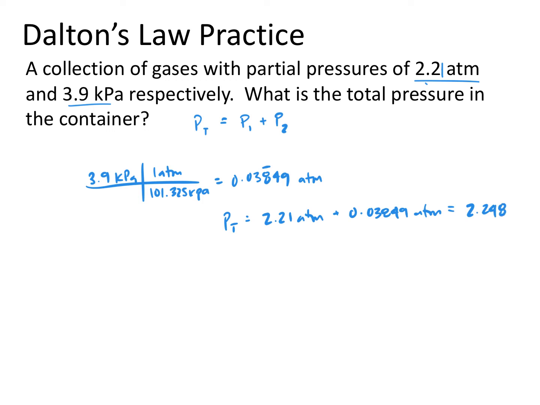2.248 as our answer, but we're going to write it to the correct sig figs, and we end up with 2.25 atm as the total pressure in our container. So we've matched up our units, done our summation, and got our answer in atm.